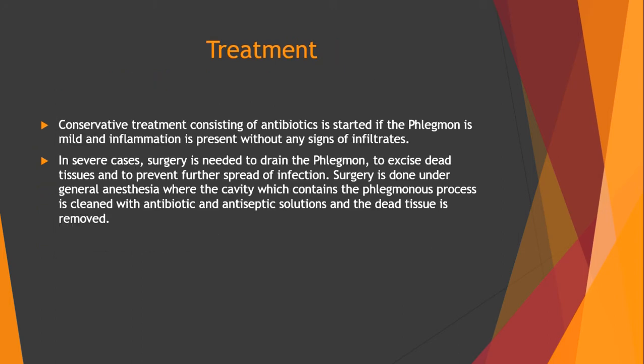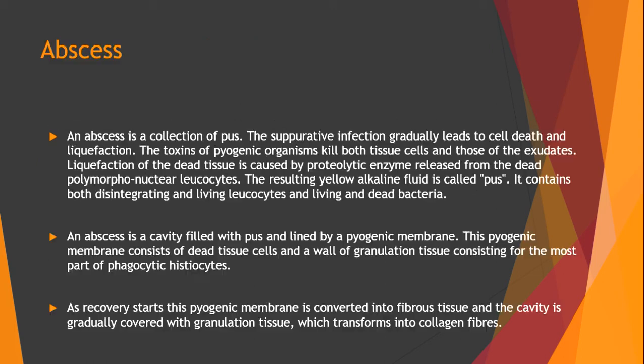Conservative treatment consisting of antibiotics is started if the phlegmon is mild and inflammation persists without any signs of infiltrates. In severe cases, surgery is needed to drain the phlegmon, to excise dead tissues, and to prevent further spread of infection. Surgery is done under general anesthesia, where the cavity which contains the phlegmonous process is cleaned with antibiotic and antiseptic solutions and the dead tissue is removed.